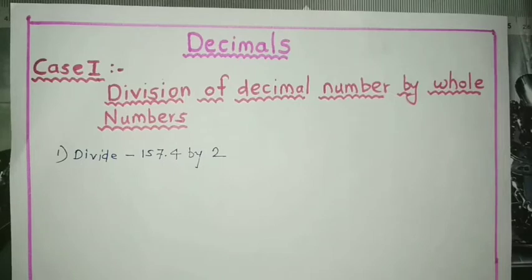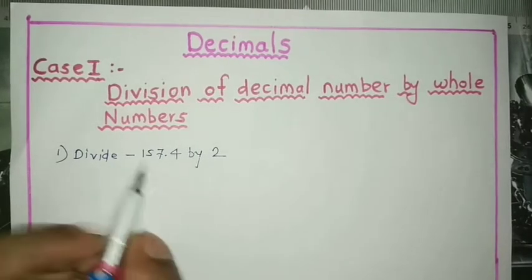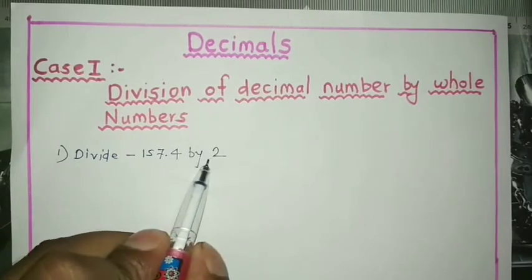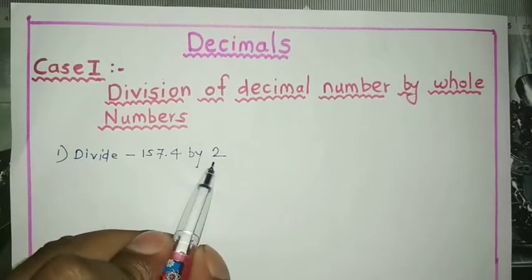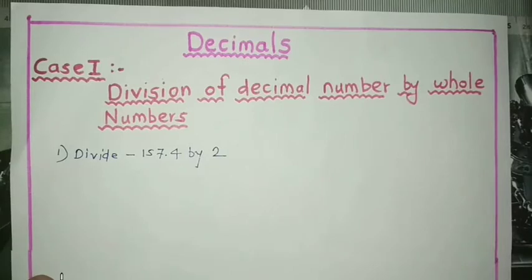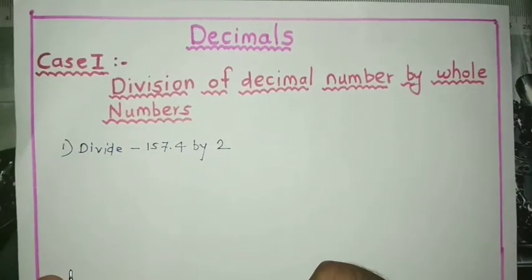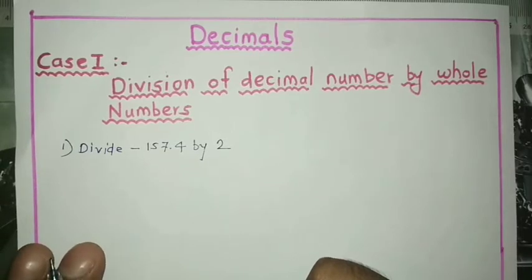The first question is 157.4 divided by 2. We have to divide this decimal number by this whole number. How do we solve this example? Remember the steps. Step one: divide the decimal by the whole number just like the division of whole numbers, ignoring the decimal point. Step two: place the decimal point in the quotient after the whole number part of the dividend is complete, and proceed with the division.